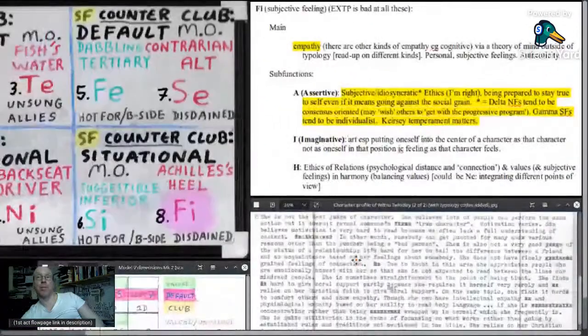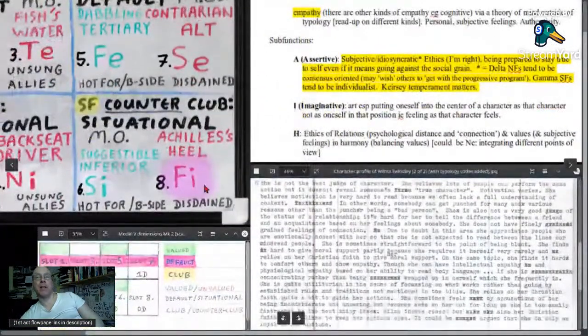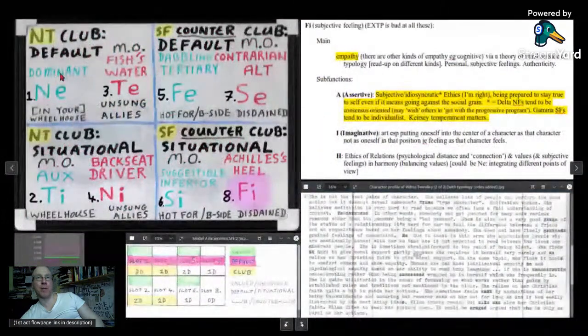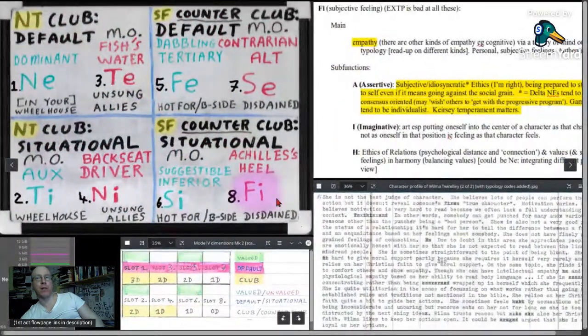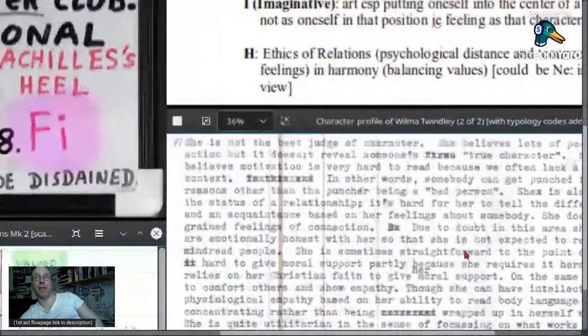Right, so again, disdained. And you can see how far away it is from the lead function, in that again it's a counter-club function. So it's over here on this side of counter-club. It's not default because it's an introverting function within an extravert, so it's down here for that reason. It's in that corner: situational counter-club functions, and it's unvalued. Right. Now, some examples of Fi polar.